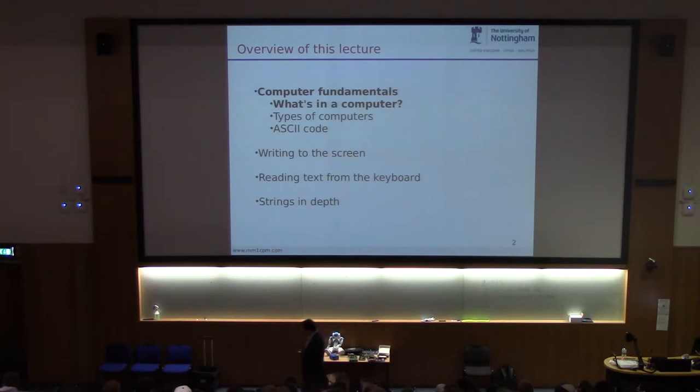Right, so here's an overview of today's lecture. We are going to cover, it's very hard looking up there, computer fundamentals. I'm going to teach you a little bit about actual computer hardware. And you're going to have to know this as soon as you start to progress in writing programs anymore. So you can't really tell the computer what to do unless you understand a little bit about what's going on in the background. I'm going to talk about different types of computers you might meet in industry. I'm going to talk about ASCII code and why you guys need to know about that. And then I'm going to talk about writing to the screen, reading from the keyboard, and I'm going to talk a little bit about something called strings.